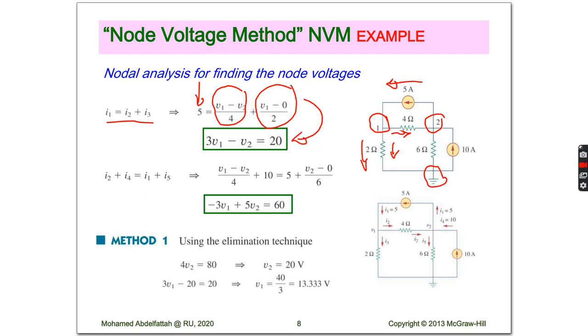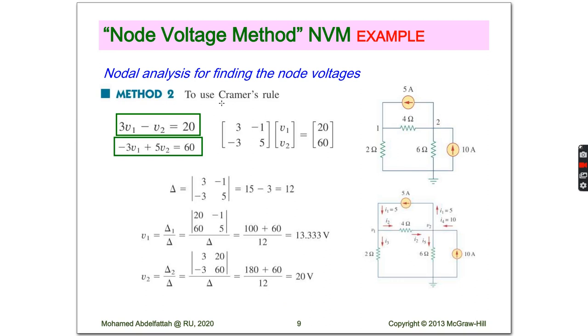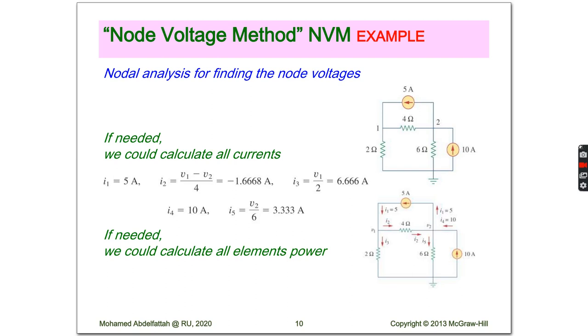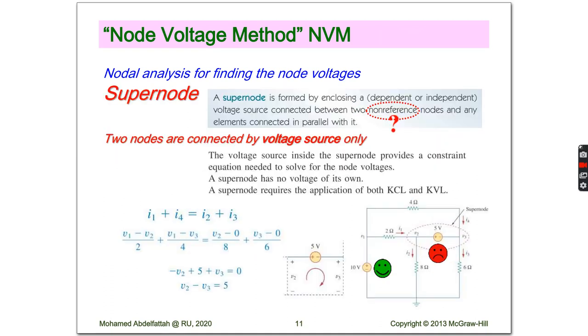Repeat at node 2, but at node 2 you have four currents, two of them provided from the current source, and then you have another equation here. Then you have two equations, you could simplify, and then by simple elimination, you could find the voltages. Or you could use standard math methods like Cramer's method. If you don't remember how to use it, you could go to math and try to learn more about it. Once you found the voltages, you could find the currents at each branch using the same equations that we have used. And of course, if the power is needed, you could also calculate the power.